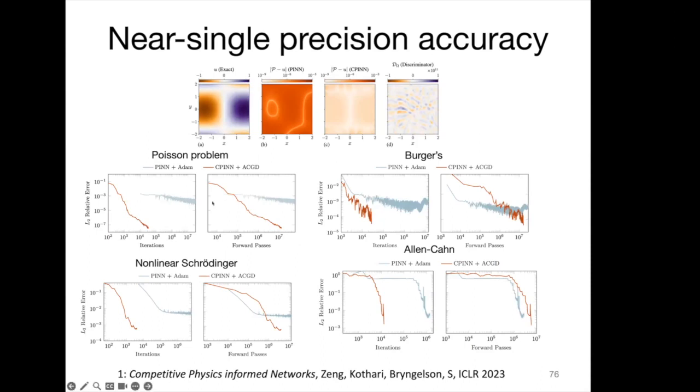And here I should mention that because competitive gradient descent needs an inner loop linear solve, I have always shown two plots. On the left, we see the outer iterations, and on the right, we see the number of forward passes, so the number of gradient computations or matrix vector products. And so we see that we have an improvement compared to PINN with Adam, both in terms of the outer and also in terms of the inner iterations. And the inner iterations are essentially, up to a constant, tracking the overall computational time quite well.